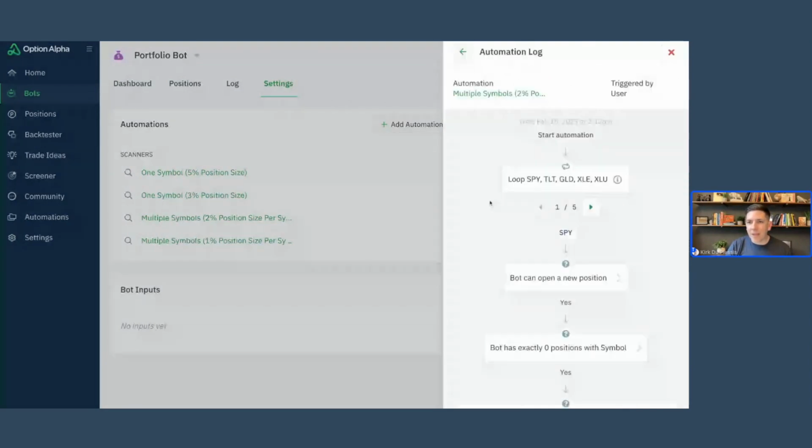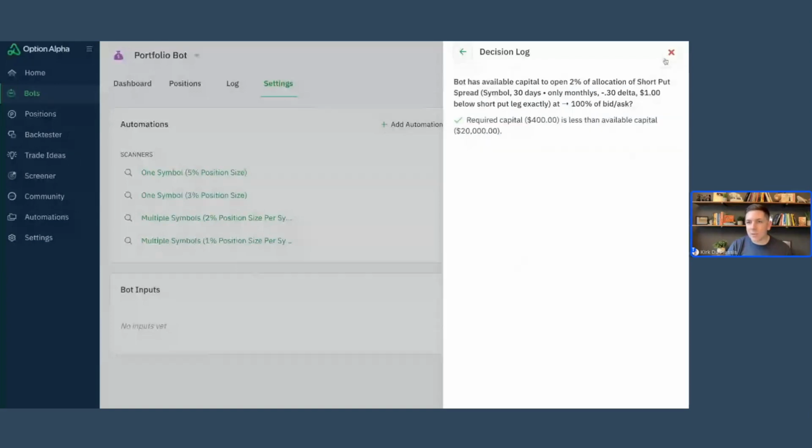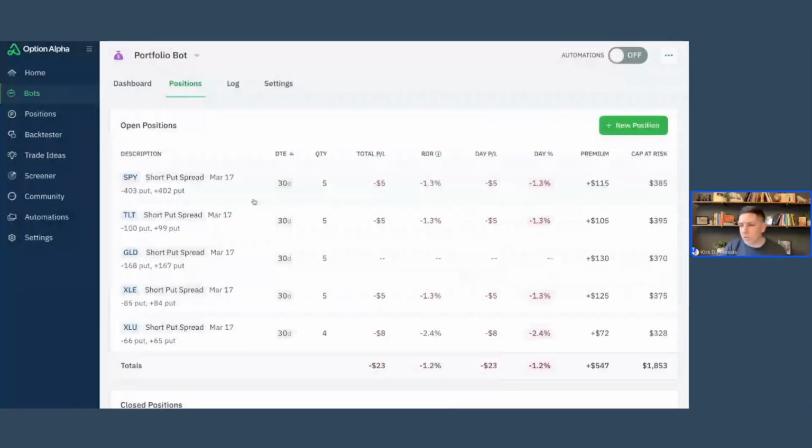So here's what it's doing. Does the bot have enough capital? Yes. Is it available? Yes. That's what we're doing across the board. Well, there you go. I screwed up on that one.